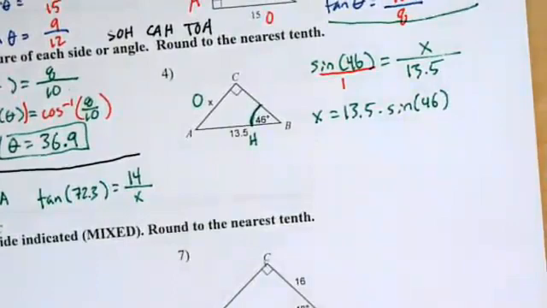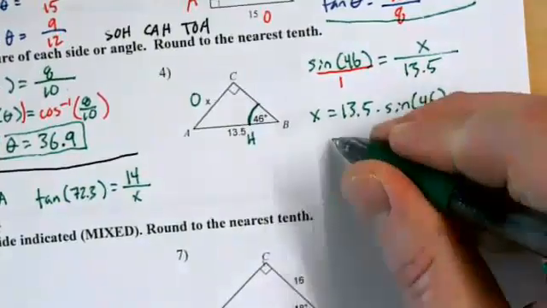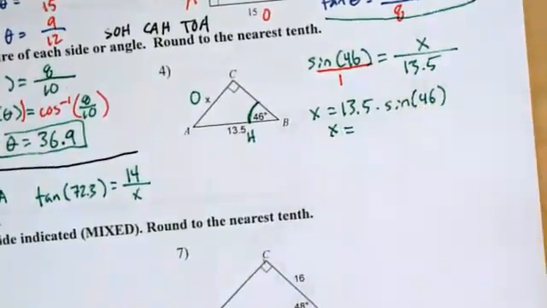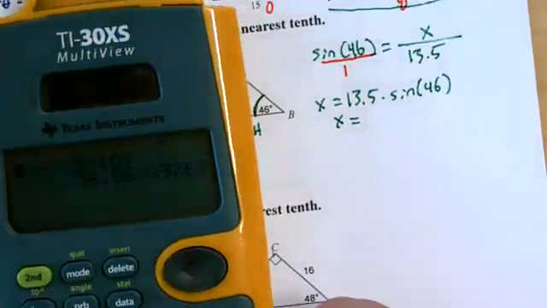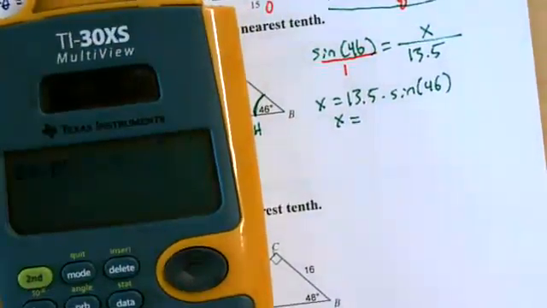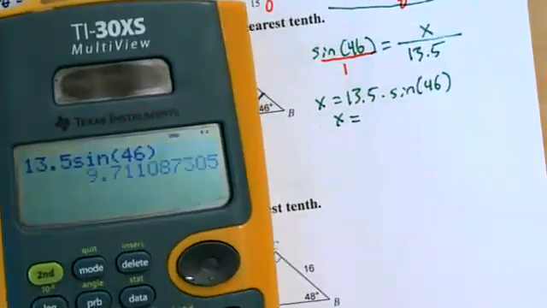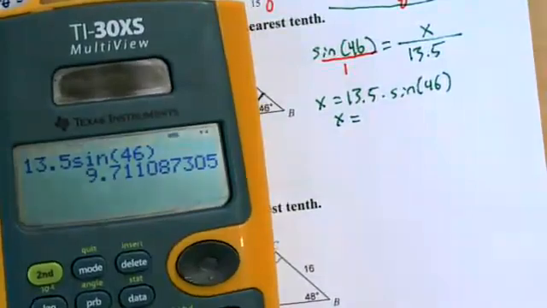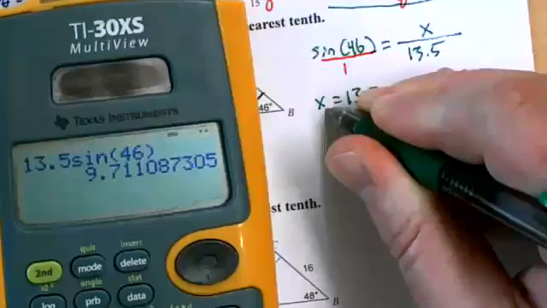These are my favorite ones because they're the fastest, because as soon as I cross multiplied, I already had x by itself. X is by itself, so all I need to do is just take this and put it in a calculator and get an answer. So I'm typing in 13.5 sine 46 to get my final answer here. Comes out to about 9.7. So if you've already finished number 4, please check and make sure that you got 9.7.